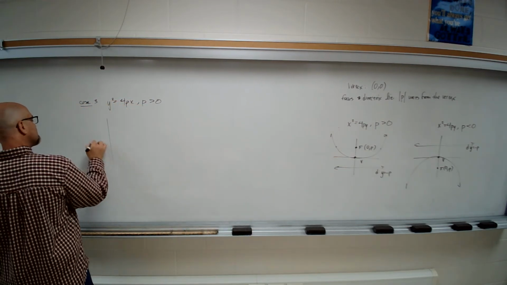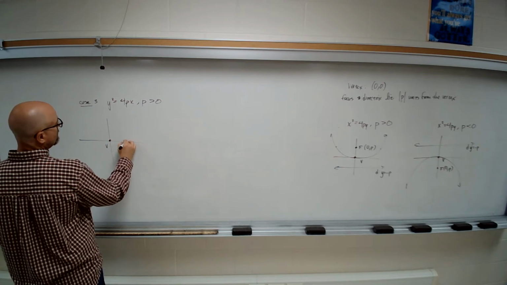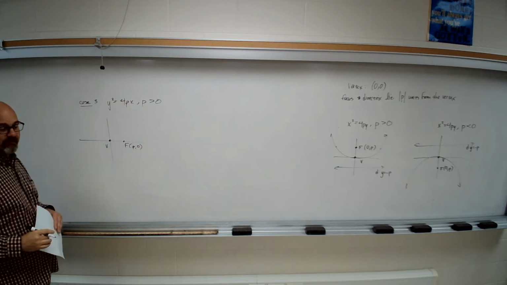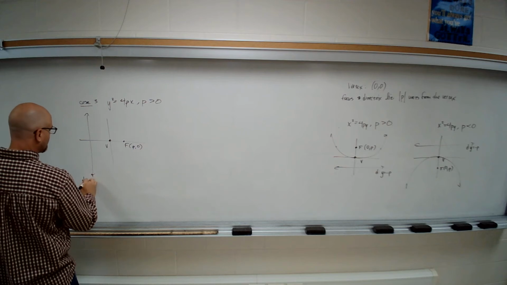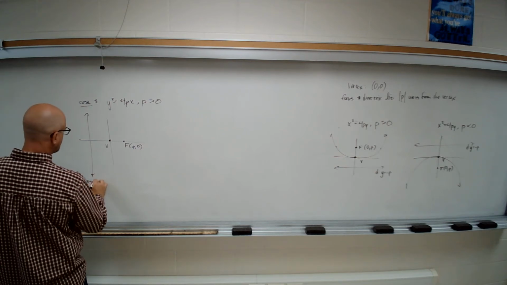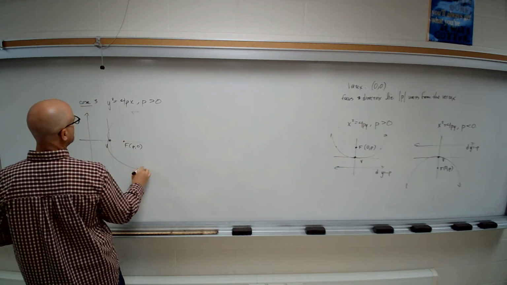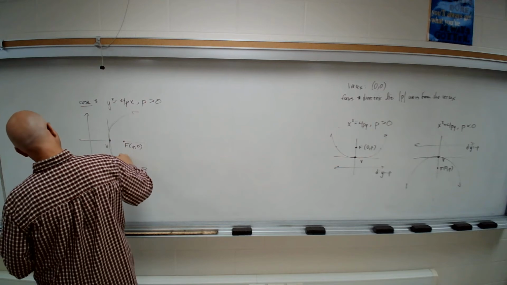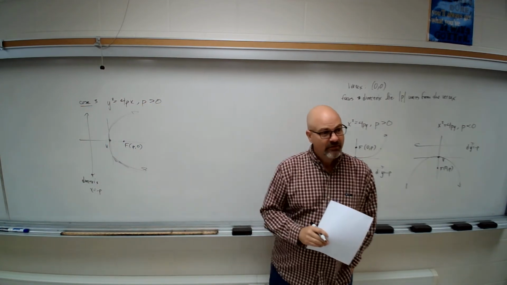So in this case, again, our vertex is still at the origin. Our focal point is going to be at p, 0. And then the directrix is over here, and that is going to be x equals negative p. Well, that's a terrible drawing. Let me try better. And that's going to look like that. So you're going to open to the right.